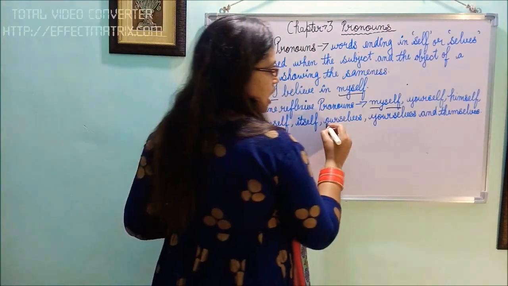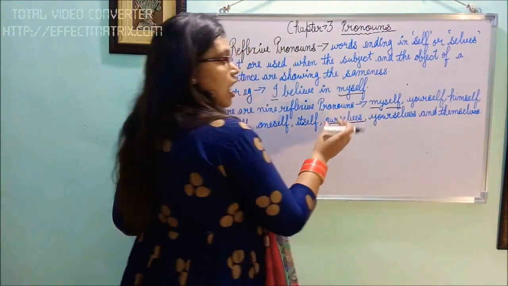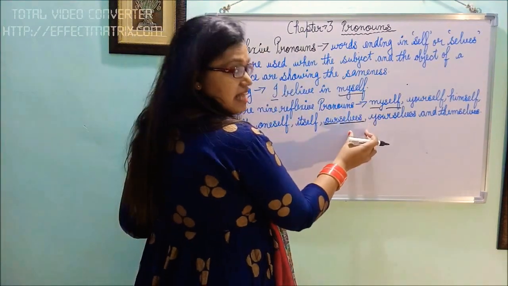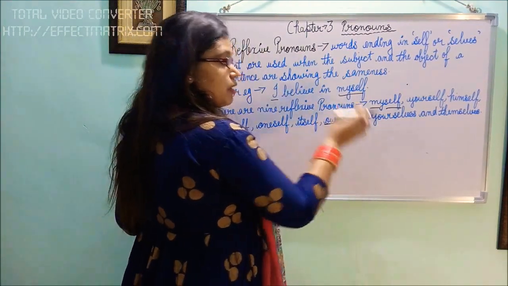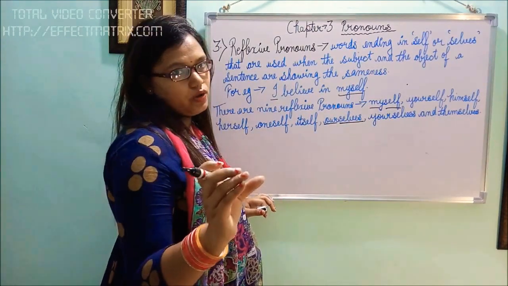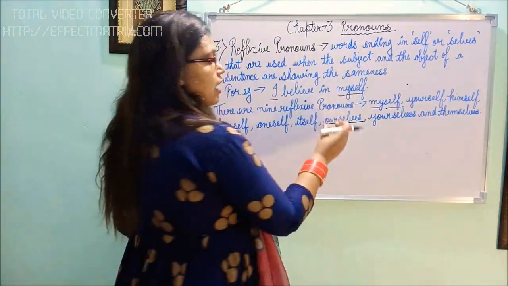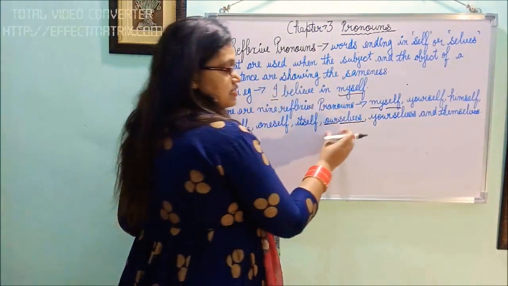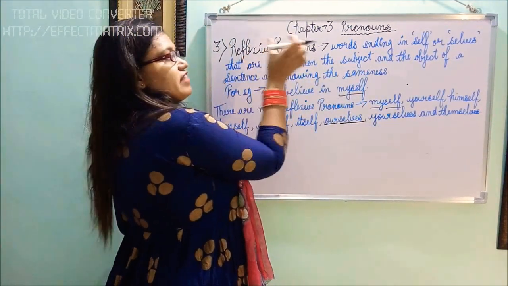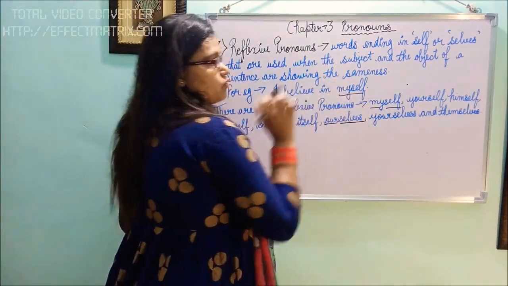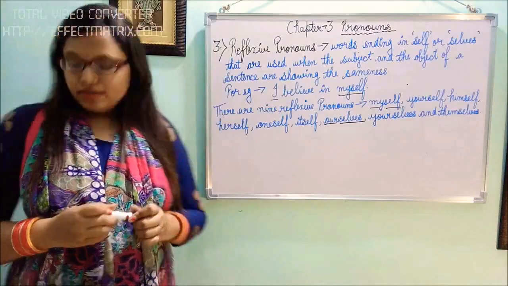Similarly, next is ourselves. Our is a personal pronoun, and it ends with selves. Why selves? Because our is a plural pronoun. So that is why our ends with selves, and together it makes ourselves, and that is called a reflexive pronoun. So here are the 9 reflexive pronouns. Understand?